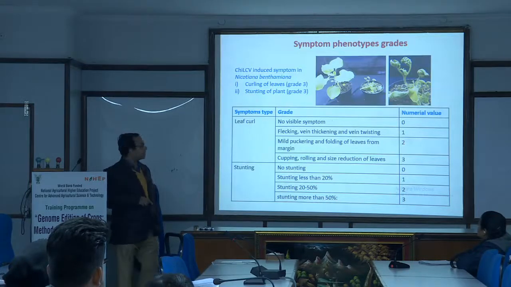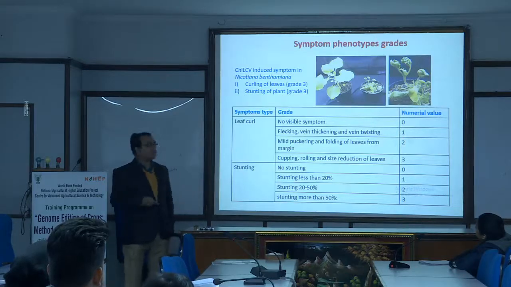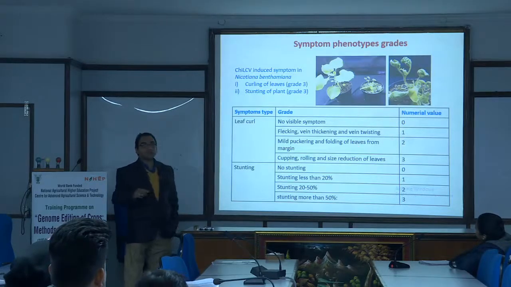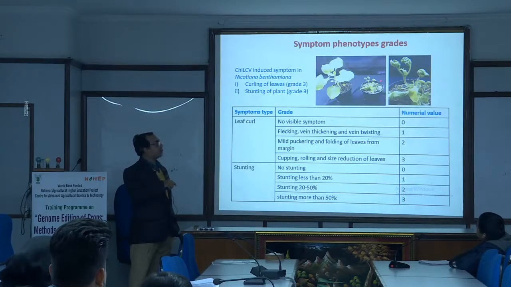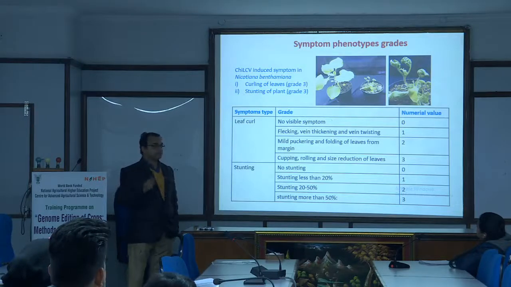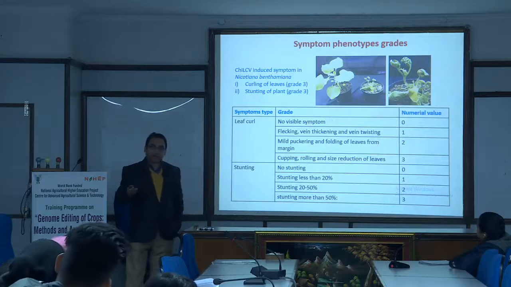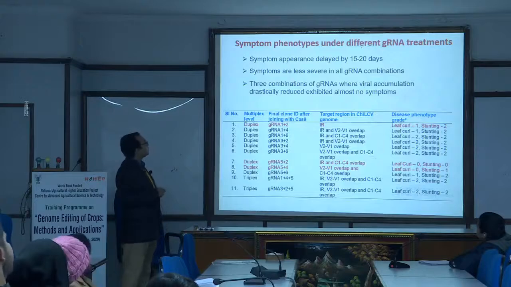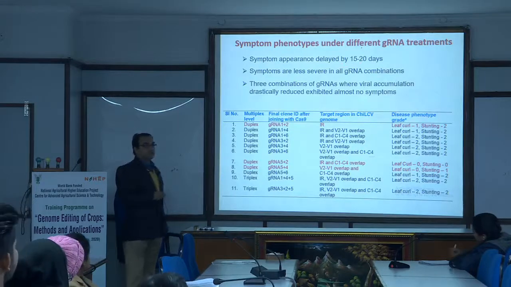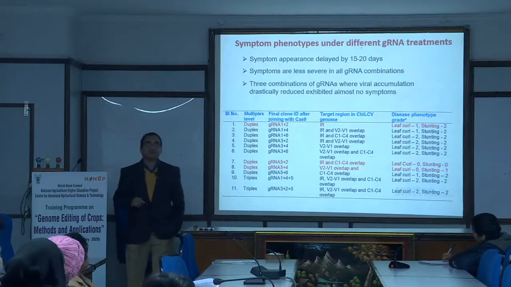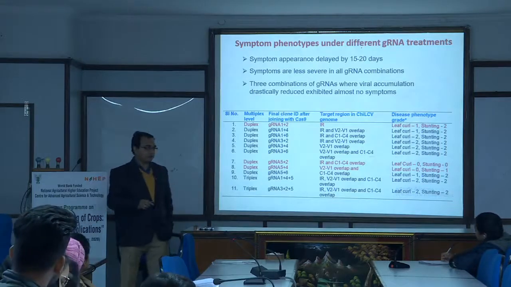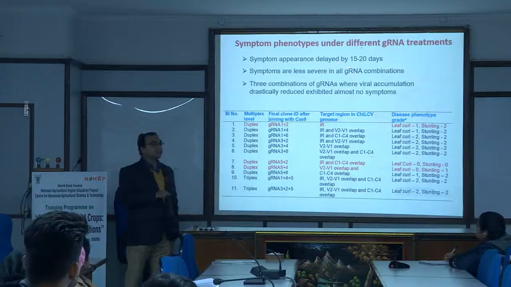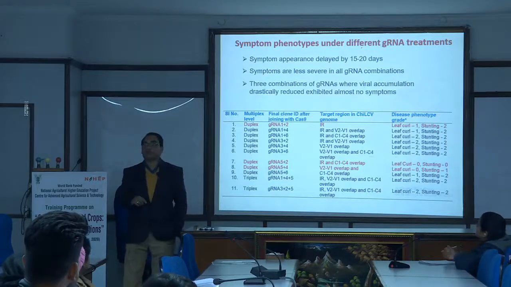We devised this to know whether, after inoculation, any of these categories shows improvement, because if we directly inoculate the virus, the category is 3 and 3. The stunting and the curling is 3 and 3. So, can we improve that category to a somewhat upward level? The first thing we observed is that symptom appearance is delayed by 15 to 20 days. Normally when you inoculate the virus, it starts producing symptoms within 7 days, but in the gRNA treated plant it is delayed by 15 to 20 days.